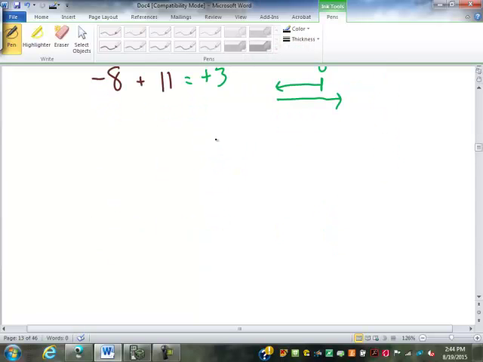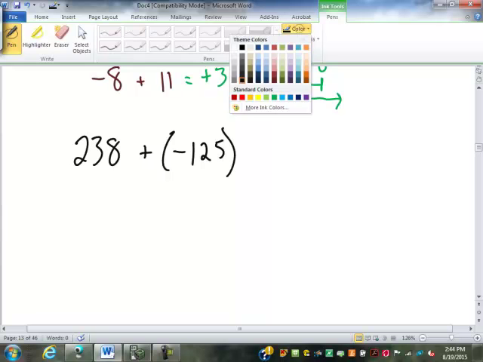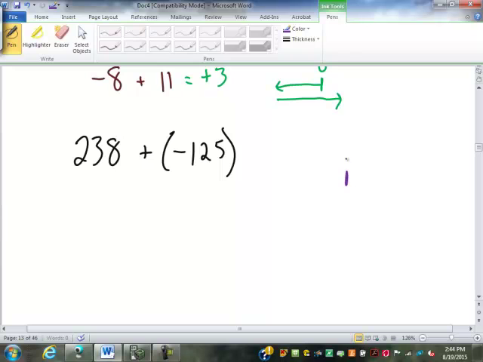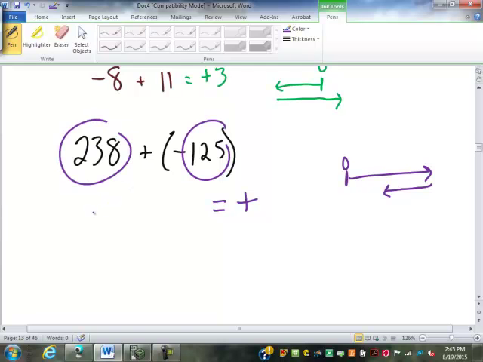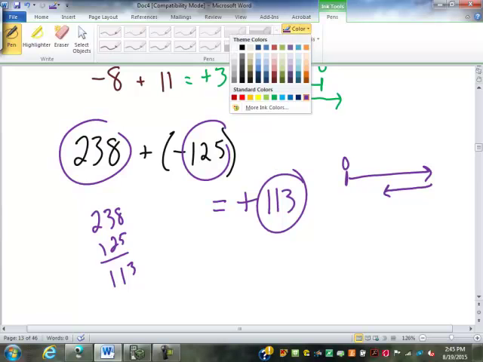So you have more complicated problems like this. Something like that. So again, I don't have to draw it up to scale. I just say, here's my 0. 238 goes this way. Negative 125 goes the other way, longer or shorter? Shorter. So I know it doesn't get back to 0. So I know my answer here is still positive, and they go opposite directions, so it's still the difference between 238 and 125. So I may actually have to do subtraction. 113. So it's a positive 113 is my answer.